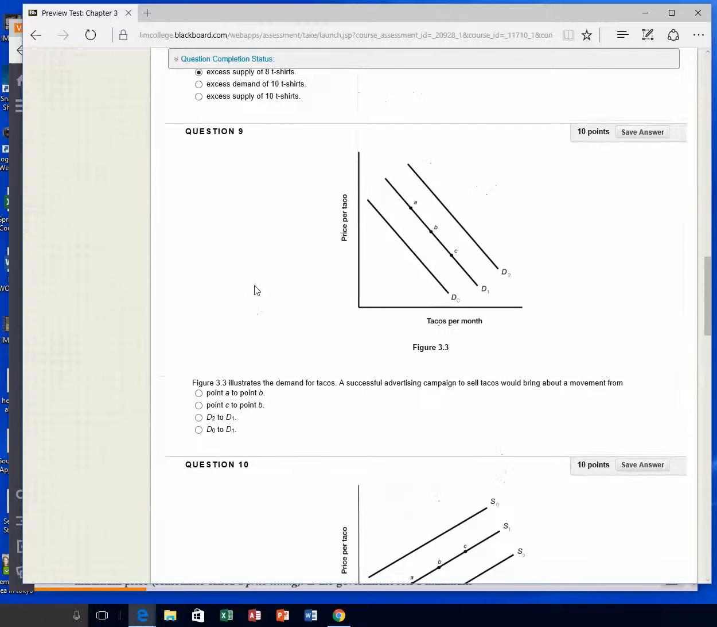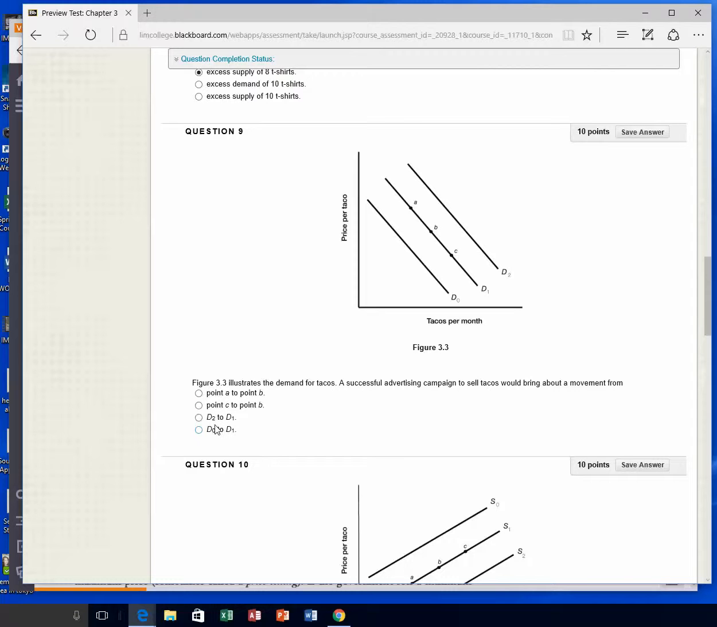Question 9, again, this is a good one, illustrates the demand for tacos. So here, a successful advertising campaign to sell tacos would bring about movement. So basically, it was a successful campaign, so demand shifted to the right, right? It went up. So it's either D0 to D1 or D1 to D2 or some other choices. So it's not point A to point B. It's a whole shift in the demand curve.